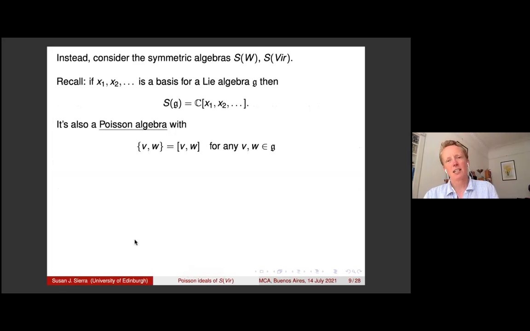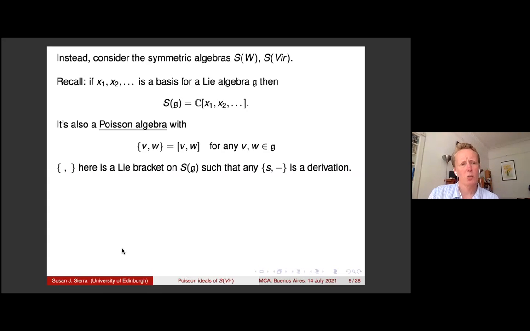So instead of thinking about the enveloping algebras, let's think about the symmetric algebras of these Lie algebras. As rings, these look like polynomial rings in a basis for the Lie algebra, so just polynomials in countably many variables. But they also have this Poisson structure. There's this bracket, which I'll write in curly braces, which is induced from the Lie bracket on g. So how does this Poisson structure work?